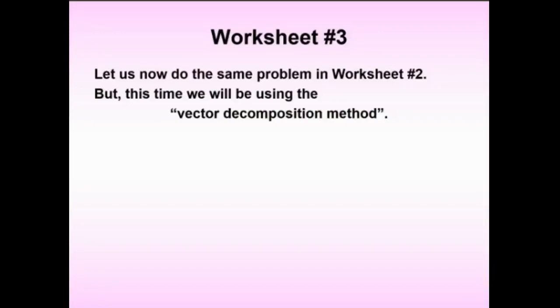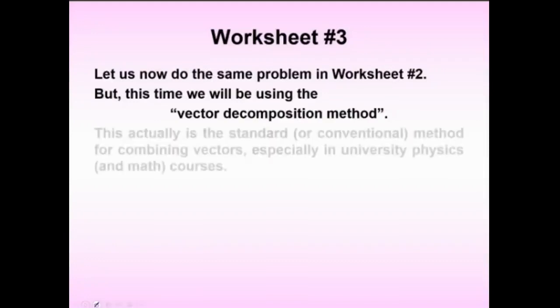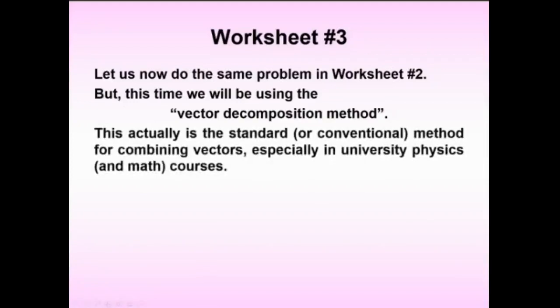Vector breakdown method. Okay, everyone, this method has an amazing feature to it. Even if you forget the cosine law and the sine law, you're still 100% okay. This method completely skips over cosine and sine law, and that's why it's so much a favorite between so many students. This is the standard or conventional method for combining vectors, especially in first-year physics and math as well.